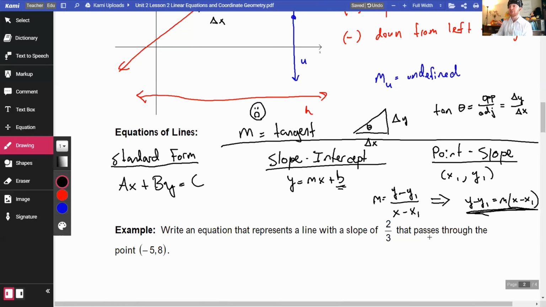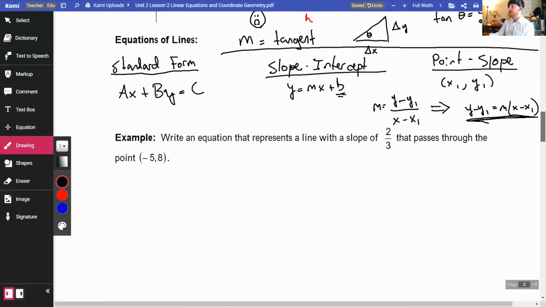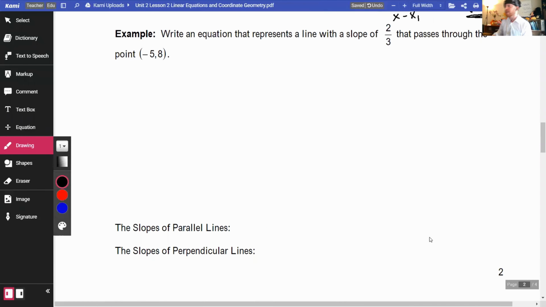And if you so choose to go to slope-intercept, just go to it from this form. Let's do this once. Write an equation that represents a line with a slope of 2/3 that passes through the point (-5, 8). Normally in class, I would have one student go up and do this in point-slope form, and one student go up and do it in slope-intercept form, and then watch the second person struggle while the first person sits back down with time to spare. But here we will just do it in point-slope form, and then move it to slope-intercept form.